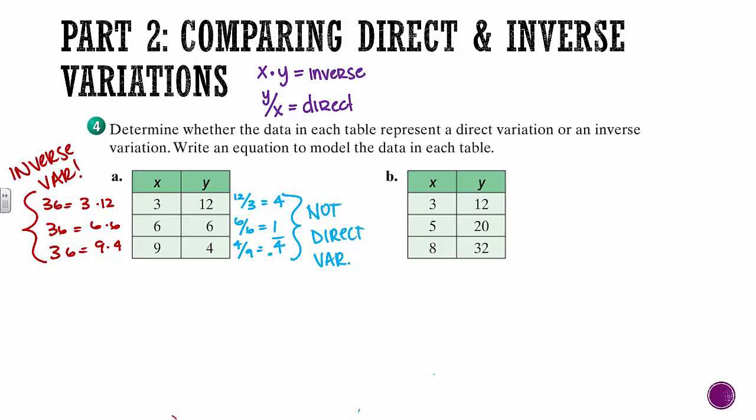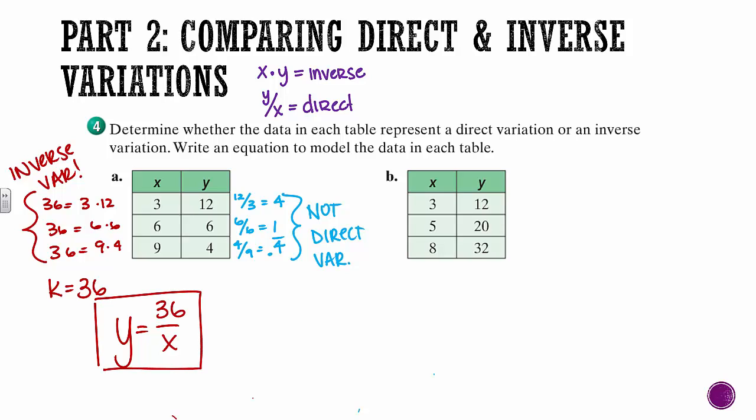So what we just found here, this 36, is our k. And then you have to remember that inverse variation looks like y equals k over x. So the k we just found was 36. So our equation is y equals 36 divided by x.